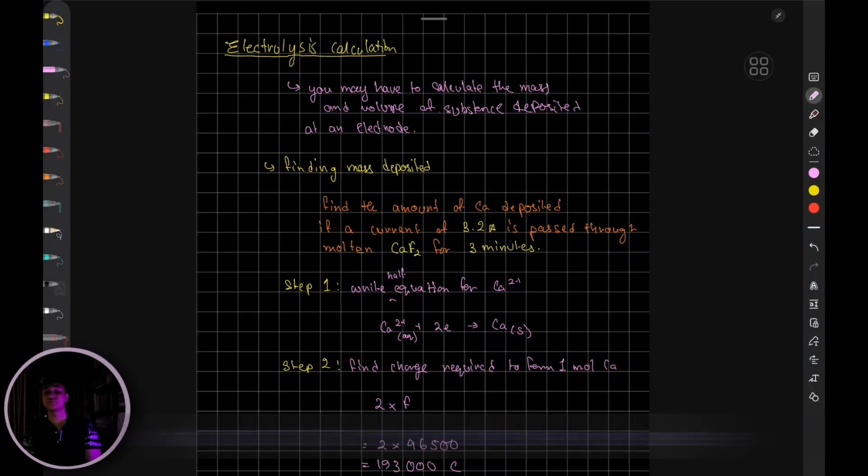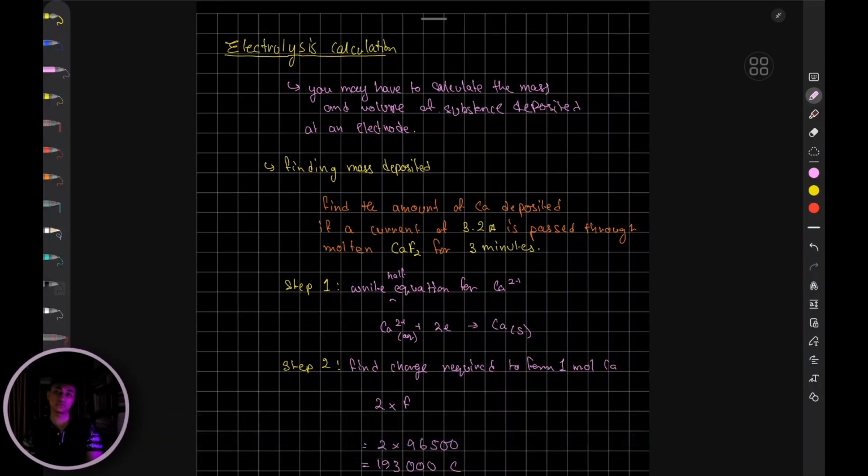That is, how to find the mass of products produced at any electrode, or how to find the volume of gas released at any electrode. Now, mind you, in electrolysis, that is in an electrolytic cell, you provide current for the transfer of electrons to take place, for the discharge of ions to take place.